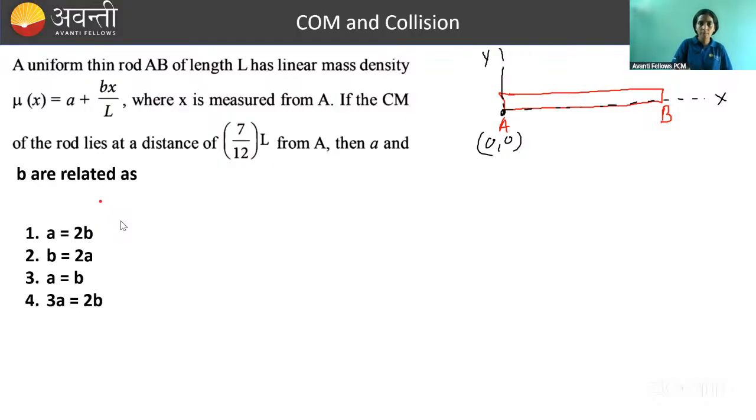It should not be taking this much time because this is not that lengthy a question. What is it saying? A uniform rod AB of length L has linear mass density, so this is not uniform. Its density is not uniform, simple. So density as a function of x is given as a plus bx by L. Then we have to calculate the center of mass, the distance from point A. Yes, Himanshu, that's great. Correct.